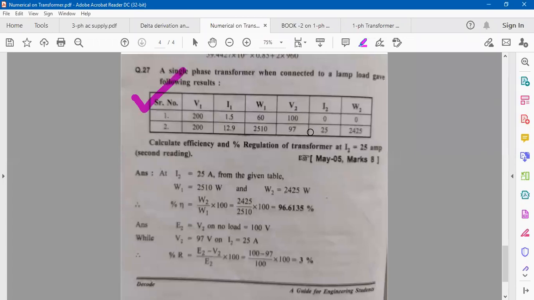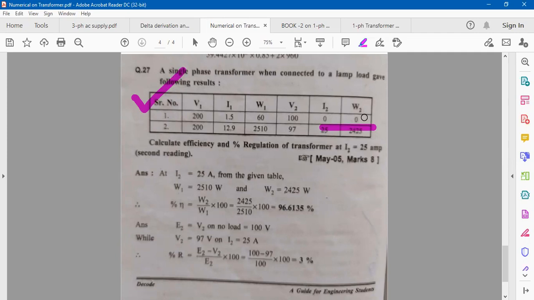Where did we get these readings, V1 I1 W1, V2 I2 W2? What do we call that method? Direct loading method. Now for the first reading, what is the value of I2 and W2? 0, 0. Is there any load connected on the secondary or is the secondary open? If I2 is 0, it is the no load condition.